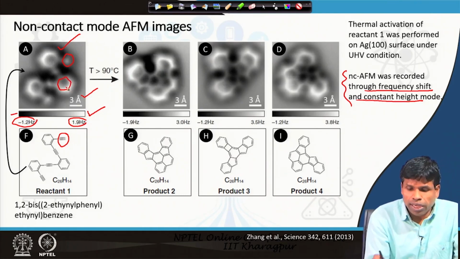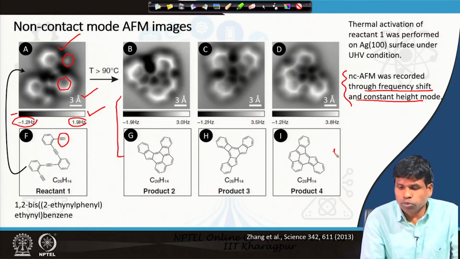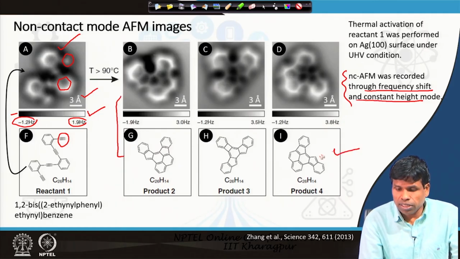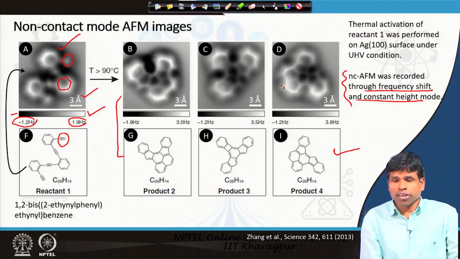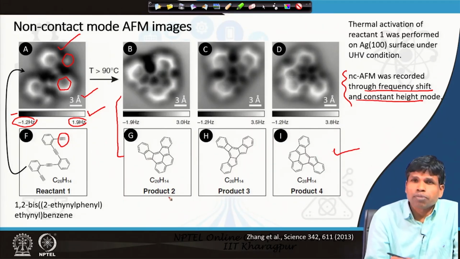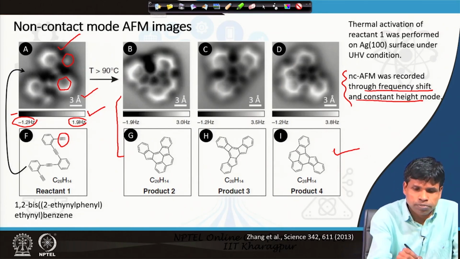In all these 3 cases, these are the AFM images of the 3 different products, and the corresponding schematics of the organic molecules are given at the bottom. You see they are quite well matched, and our AFM image is able to provide us the 4-member, 5-member, and 6-member rings of the organic molecule. So, this is the capability of non-contact mode in the present-day atomic force microscope.